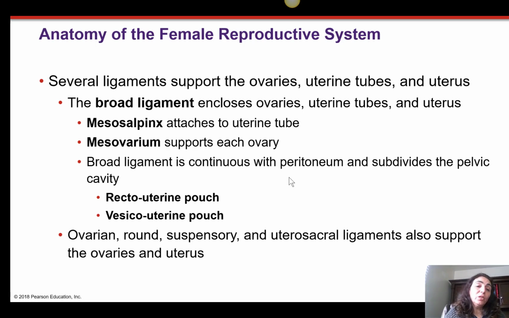Now we have several ligaments that are supporting all these organs: ovaries, uterine tube, and uterus. The first one is a vast ligament that we call the broad ligament. So the broad ligament encloses the ovaries, uterine tube, and uterus. In general, the broad ligament is a double layer of the peritoneum, right? Peritoneum that is covering or lining the inside wall of the abdominal and pelvic cavity, right?